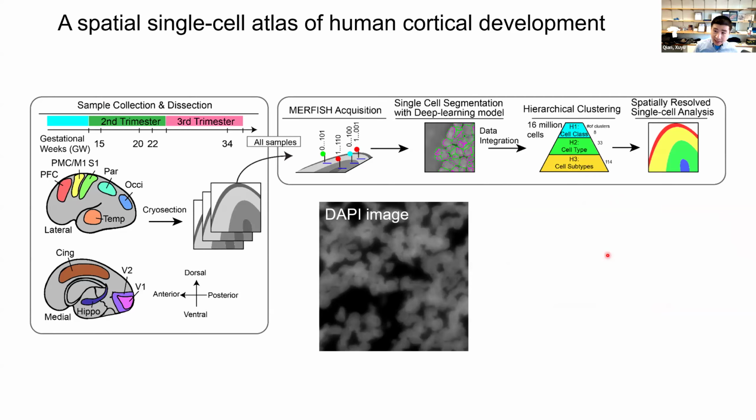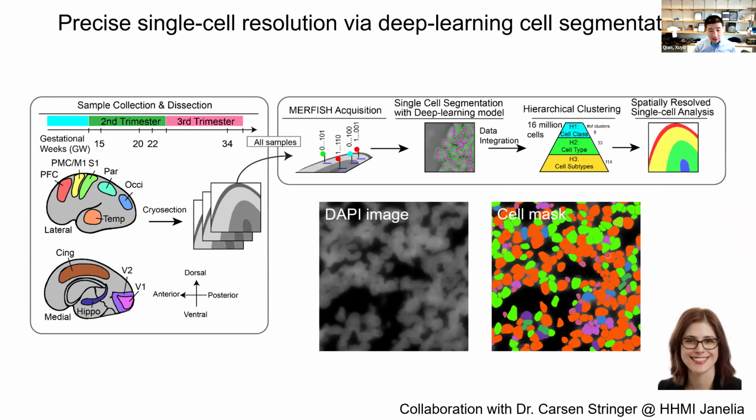But given the high cell density found in the human cerebral cortex during the embryonic stage, it is very difficult to tell each cell apart. That's why we collaborated with Dr. Carsen Stringer to train, under the Cellpose 2.0 framework, a custom deep learning model that is based on our MERFISH experiments to allow us to automatically segment millions of cells within our MERFISH data.